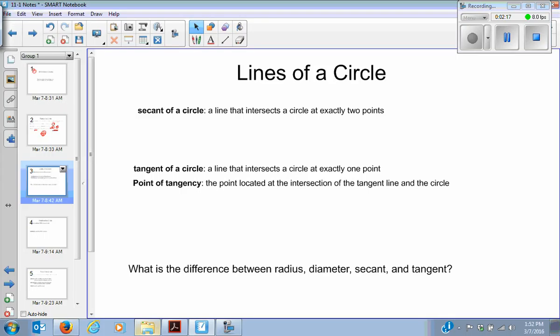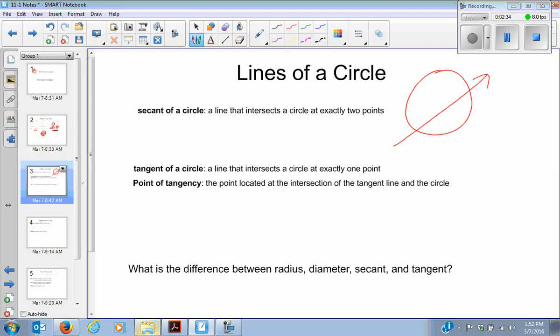All right, some other terms. We have lines in a circle. One of the lines is called a secant of a circle. A secant is a line that intersects a circle in exactly 2 points. So you have a circle, you've got a line, that would be considered secant to the circle. The tangent of the circle is a line that intersects at exactly 1 point. Notice this has 2 points of intersection. A tangent only has 1, and that point is on the circle, and that is called our point of tangency.